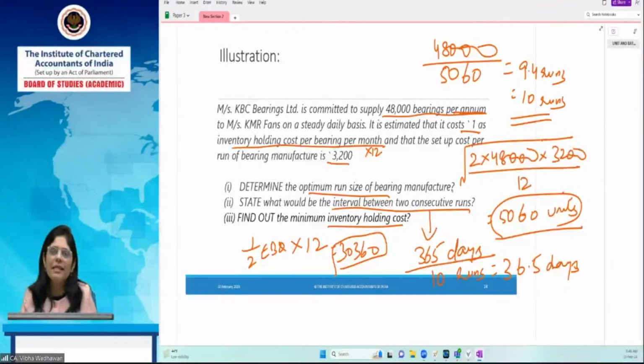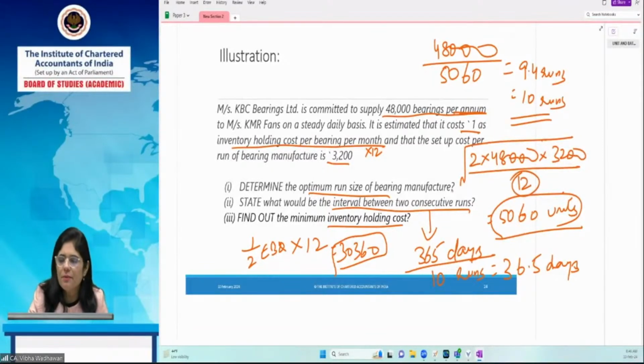So holding cost is always calculated when we follow EBQ. It's an estimated cost: if we follow EBQ, then what will be the holding cost? Clear? It normally does not happen in regular production. It is only when we calculate EBQ that we estimate what the holding cost would be. So half of EBQ into 12, which is the inventory holding cost per unit per annum. So 30360 is the minimum inventory holding cost.